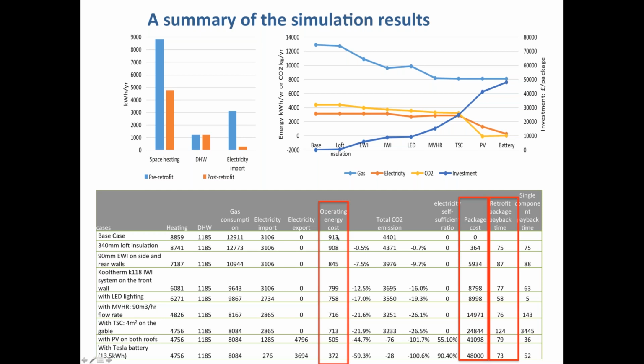In this case, probably the most important things are the reduction in energy costs from around about £900 a year to just under £400. The package of measures going really quite high on this one, up to about £48,000, because largely the transpired solar collector, which is expensive at the moment, was an extra cost of about £10,000. So that was perhaps unnecessary on this house. And looking at the payback, we can see around about 73 years, which is quite high.